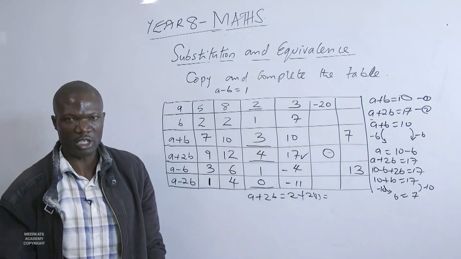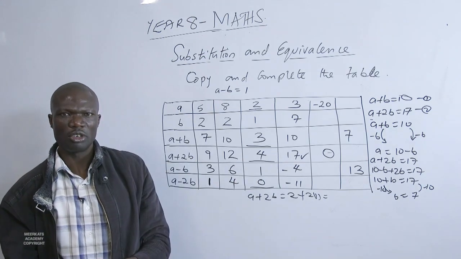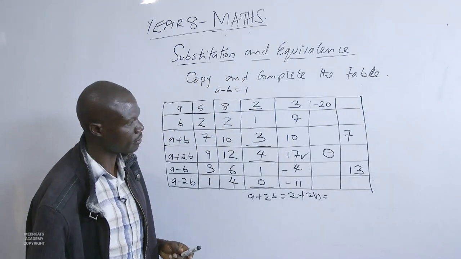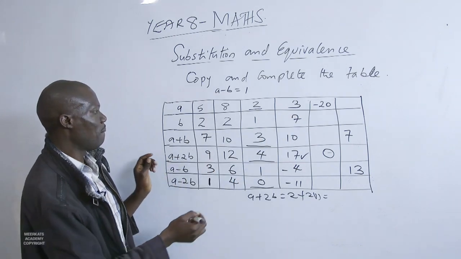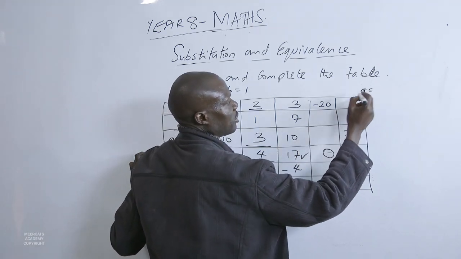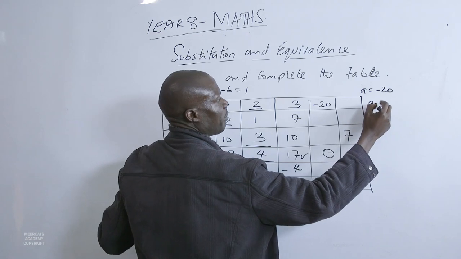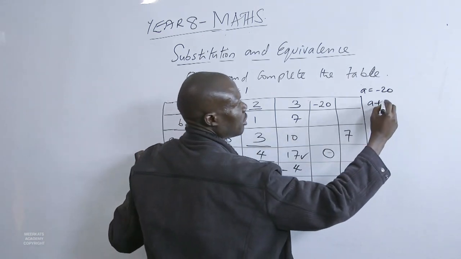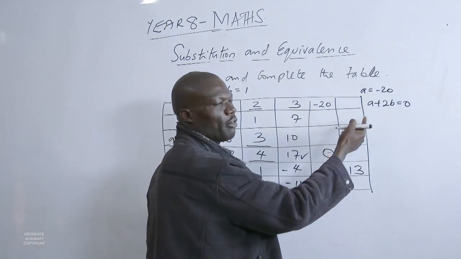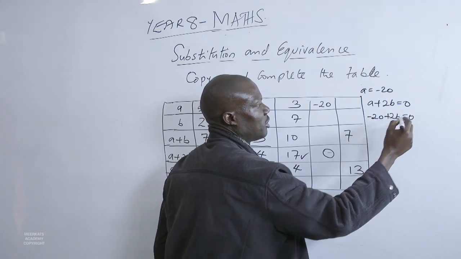For the second last part here, the other one you can finish in your own time. This is A is minus 20, and A plus 2B is 0. That's very interesting. If I may illustrate that, we are saying A is minus 20, not 20. A is negative 20. But we say that A plus 2B is equal to 0. So by substitution, where we have A, we shall write there negative 20. So this one will be negative 20 plus 2B is equal to 0.